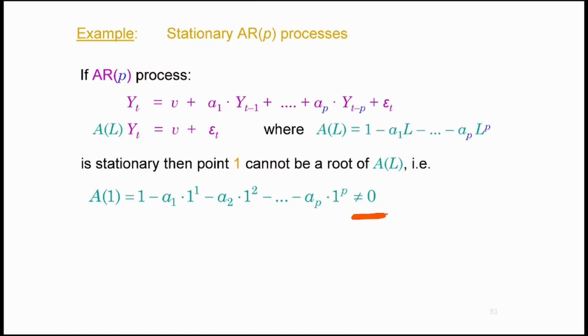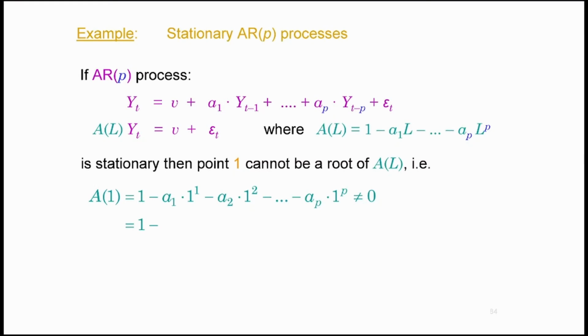So if the process is stationary, then every single root of the lag polynomial has an absolute value which is greater than 1. Every single one of them. If there is a root which does not satisfy that, which would be 1, then the process would not be stationary. Is it clear? All right. So you need to understand this.